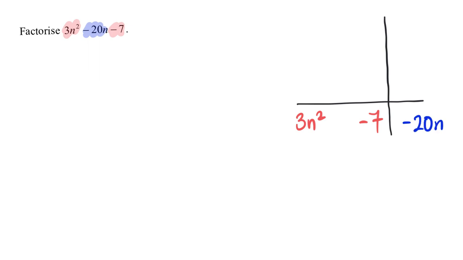And so here will be the factors for 3n. There's only 3n times n to give me 3n squared. And as for 7, there's only 1 times 7. Now is to decide how do I position the factor such that I will get 20n.